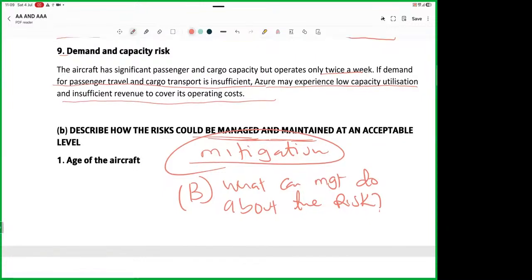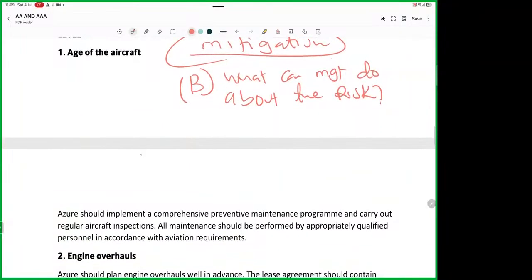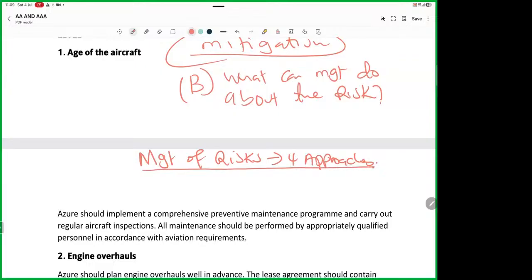So as I read your answers, whenever it comes to mitigation of risks, management of risks, you must understand the 4 approaches. You don't have to mention each one of them, but at least you should have these approaches in mind. Number 1, we have the concept of acceptance. There are risks that you must be able to accept, and we accept risks where the impact is low.